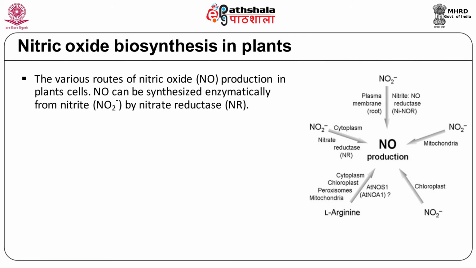There are various routes of nitric oxide production in plant cells. Reduction of nitrite produces nitric oxide via enzymatic and non-enzymatic routes. Nitric oxide can be synthesized enzymatically from nitrite by nitrate reductase.